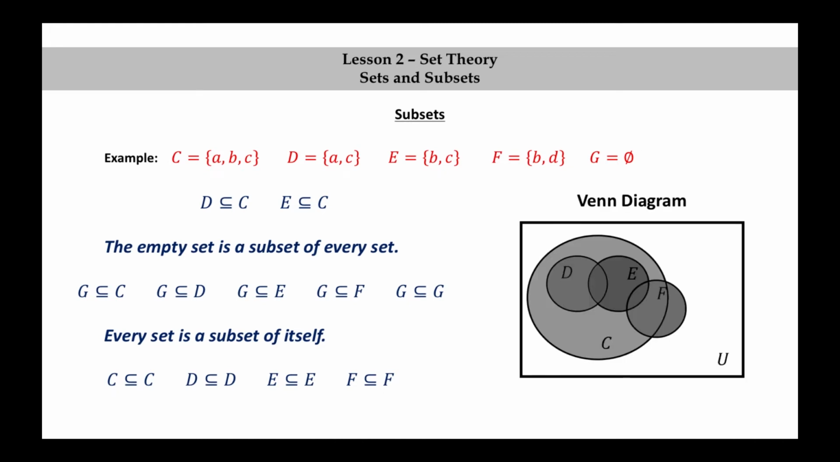Here's a nice Venn diagram of this situation. You might want to take a look at this and compare it to the sets we have written down here. For example, the set D has the two elements A and C, and so it's a subset of C. And notice how in the Venn diagram, the set D sits completely inside of the set C. Similarly, E is a subset of C.